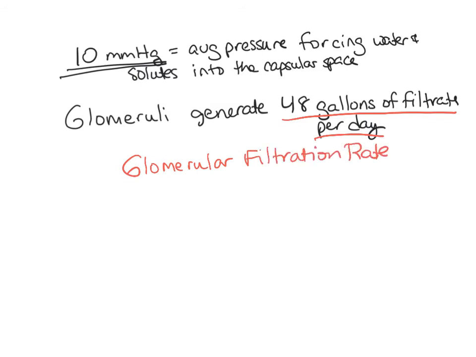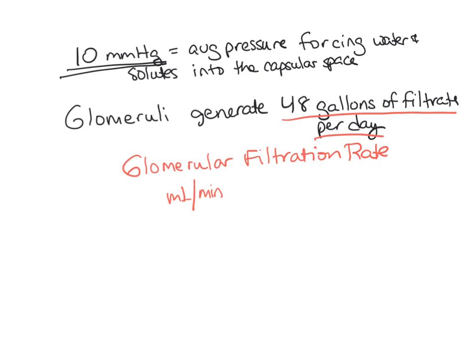So per day, the filtration rate would be 40 gallons of filtrate filtered per day. But we normally don't look at the glomerular filtration rate as how many gallons per day. Instead, we look at it as how many milliliters per minute. The glomerular filtration rate is equal to the total of the filtration rates of all of the functioning nephrons in the kidney, and it's really considered the optimal way to measure kidney function.